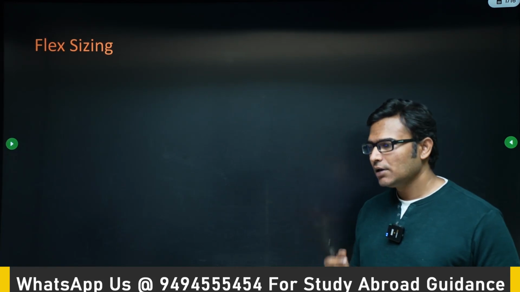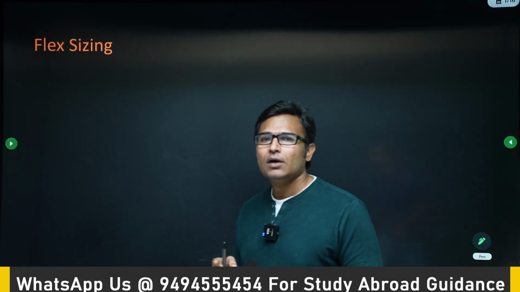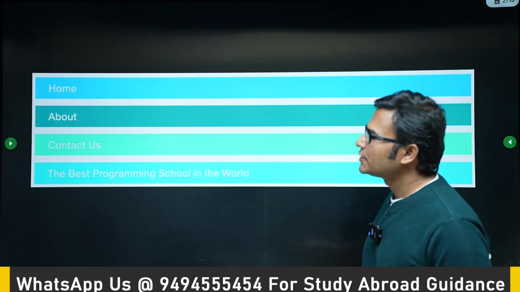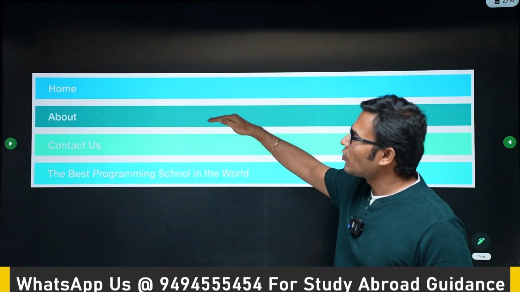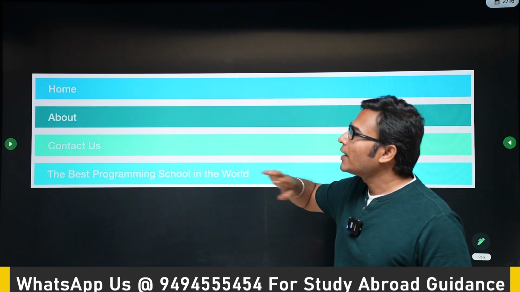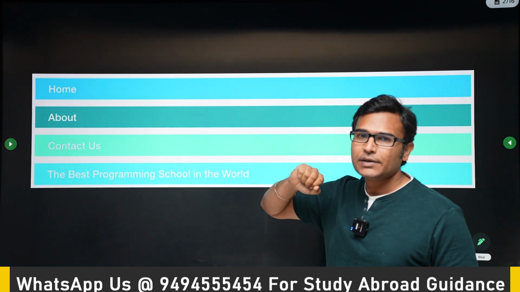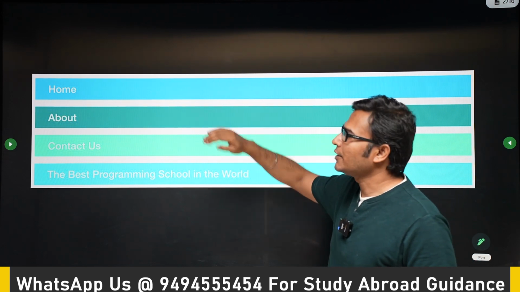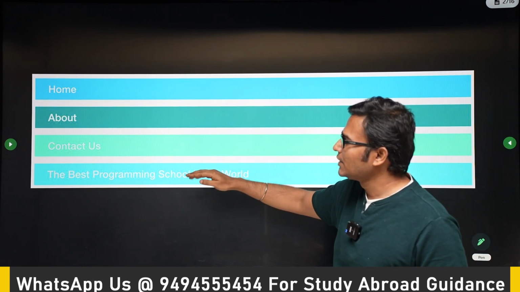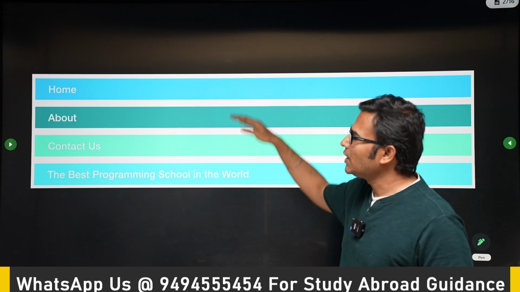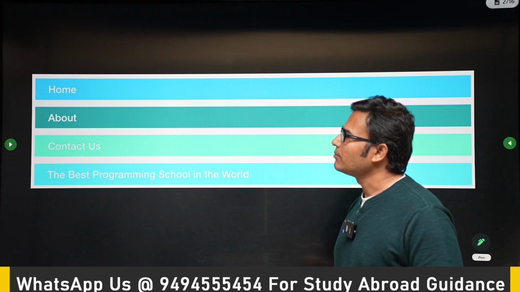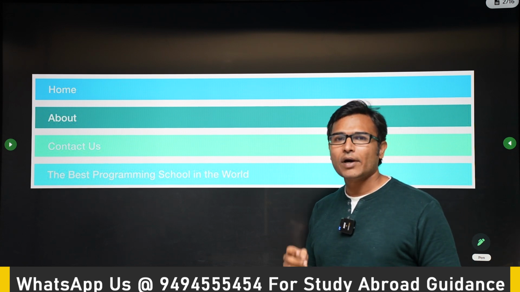Hi, let us now see how to size the elements in a flex box. By default, let us assume that we have 4 paragraphs. You know that paragraph is a block element, so the entire block or the entire row is taken up by each paragraph: home, about, contact us, and the best programming school in the world. All these are paragraphs and they have taken the entire width because they are block elements.